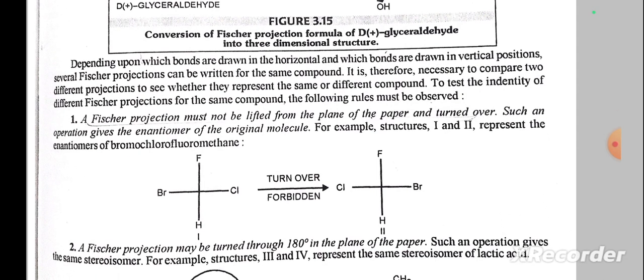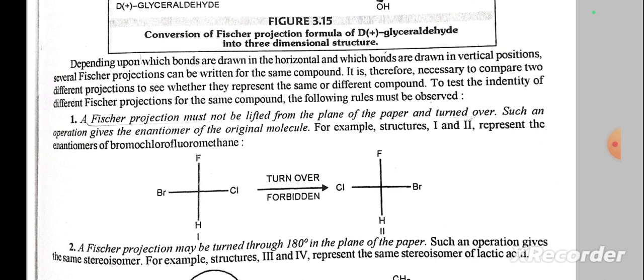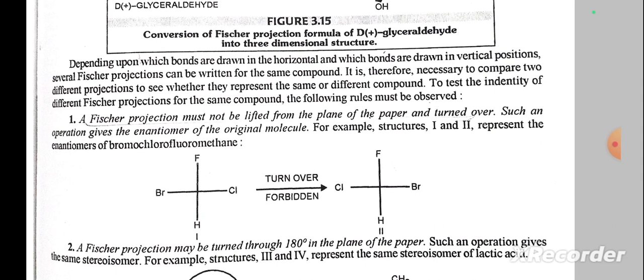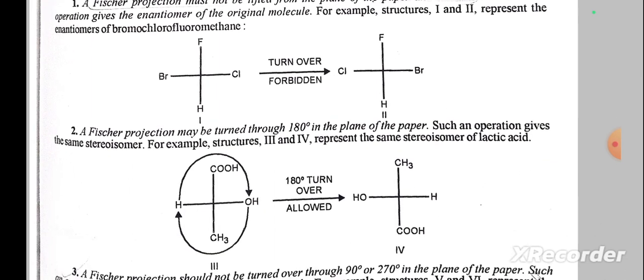First, a Fischer projection must not be lifted from the plane of paper and turned over. Such an operation gives the enantiomer of the original molecule. For example, structures first and second represent the enantiomers of bromochlorofluoromethane.